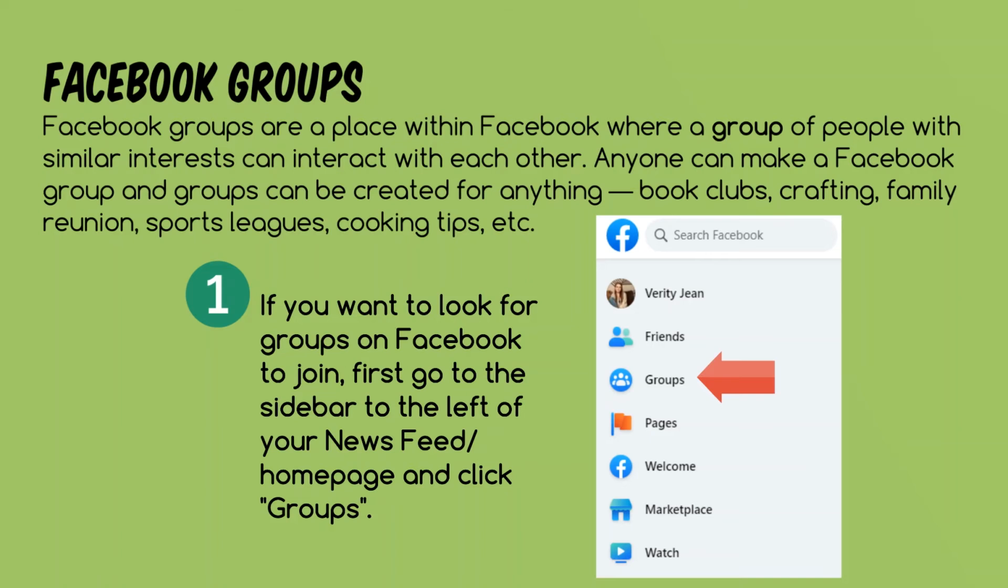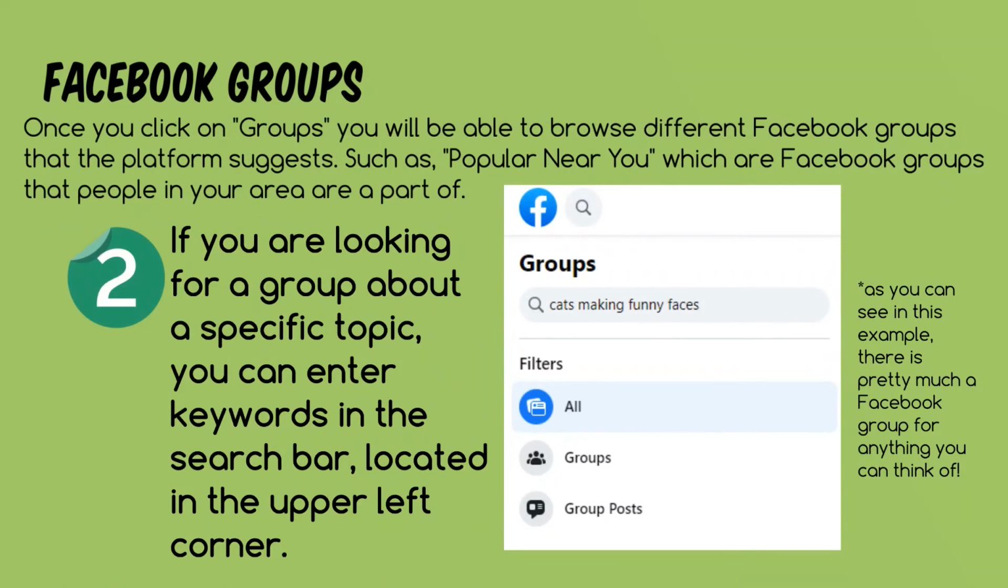If you want to look for groups on Facebook to join, first go back to that sidebar on the left-hand side of your newsfeed or homepage and click on Groups. Once you click on Groups, you will be able to browse different Facebook groups that the platform suggests for you, such as Popular Near You, which are Facebook groups that people in your area are a part of.